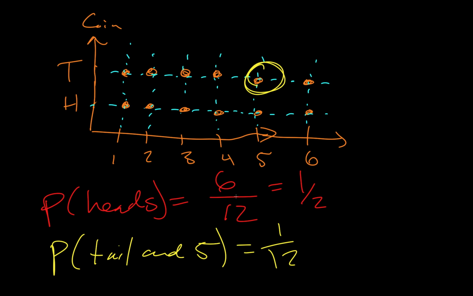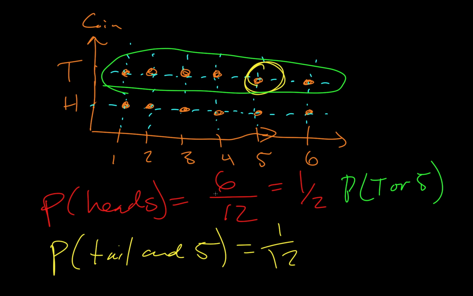And then the last one, we want to know tossing a tail or rolling a 5. So probability of tail or 5. That's going to be all of these, because all those are tails, and then 5 is going to be all of these. So we just count how many dots line up with that. So 1, 2, 3, 4, 5, 6, 7 out of the total, which is 12. And that is our final answer.